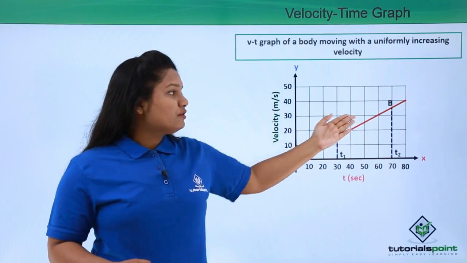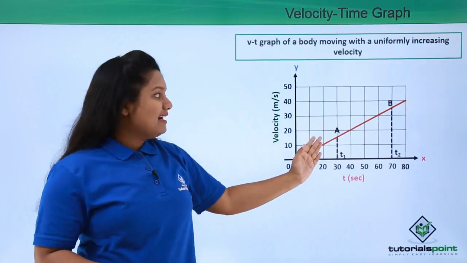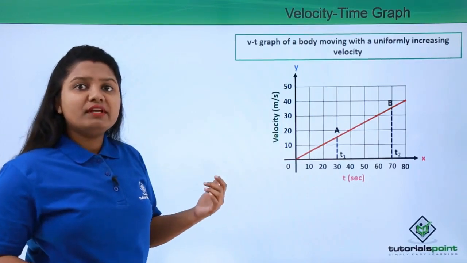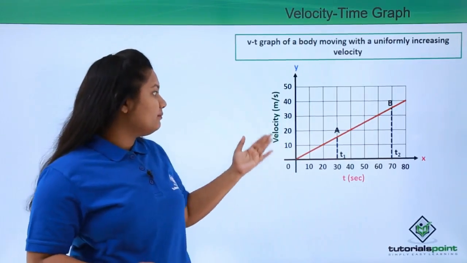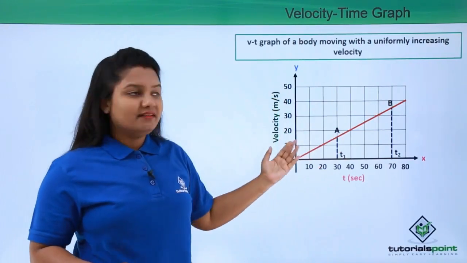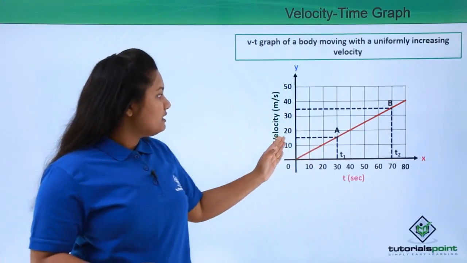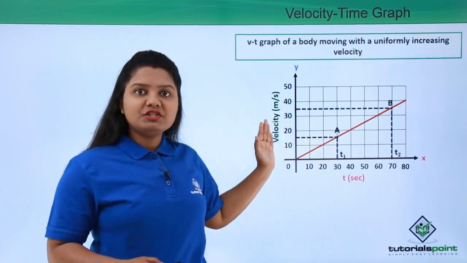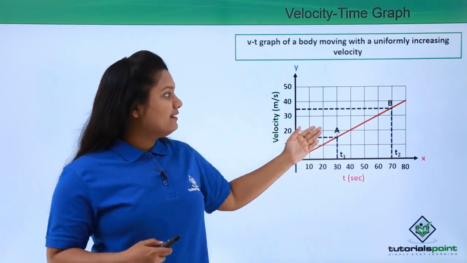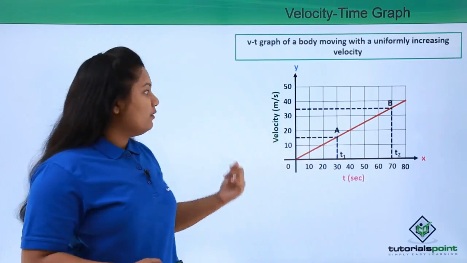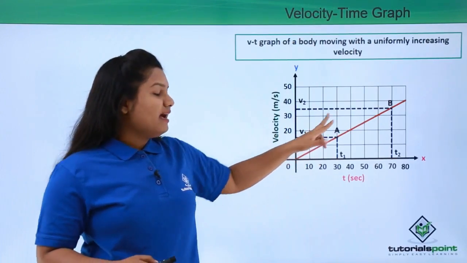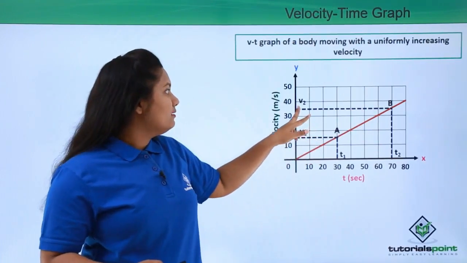Now we have to also find the velocity values at these 2 points, that is A and B. In order to do that, we will be following a similar procedure, but this time we will be drawing perpendiculars from these 2 points to the y-axis like this. The points where these 2 perpendicular lines touch the y-axis give us the values of the velocities at these 2 points. Let us say we take the velocity at point A to be v1 and at point B to be v2.